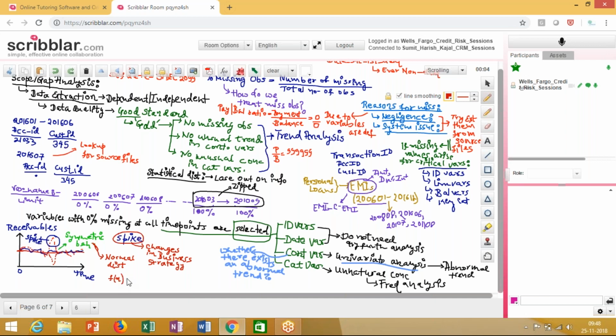So the function looks something like this: 1 by sigma root 2 pi, e to the power of minus half, x minus mu by sigma, whole square. Right, so this is how a normal distribution looks.